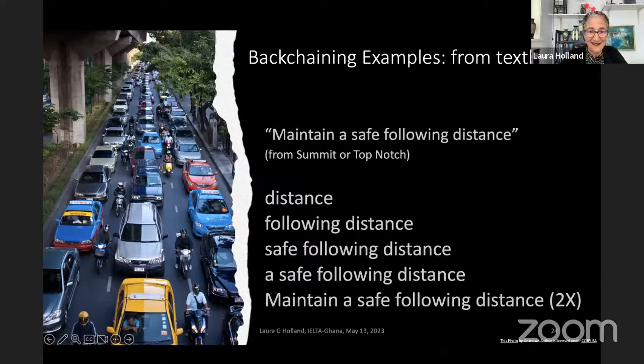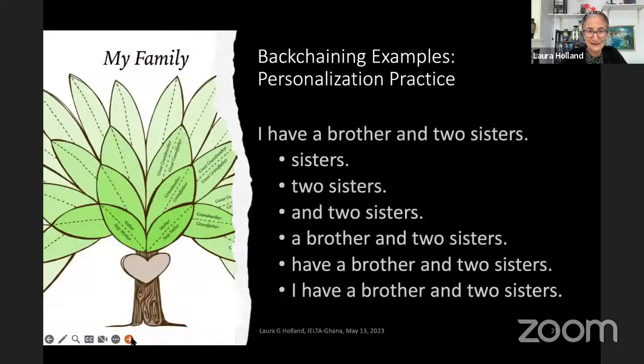So here are some more examples. Here was another example where one of the teachers was doing personalization practice. It was a beginning level class with juniors, I think 7 and 8-year-olds, and they were talking about their families. She had her students take a few minutes to talk about and write about their own families. Here was one that came up that she used: I have a brother and 2 sisters.